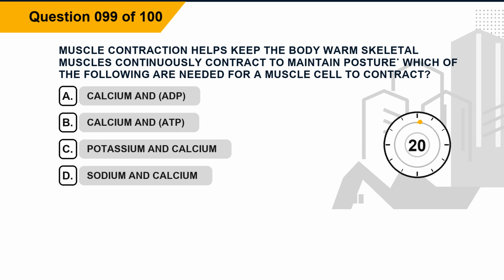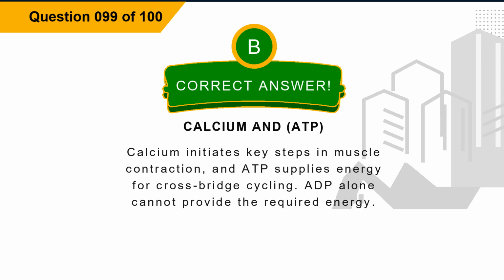Question 99. Muscle contraction helps keep the body warm. Skeletal muscles continuously contract to maintain posture. Which of the following are needed for a muscle cell to contract? Option A, calcium and ADP. Option B, calcium and ADP. Option C, potassium and calcium. Option D, sodium and calcium. The correct answer is option B, calcium and ADP.